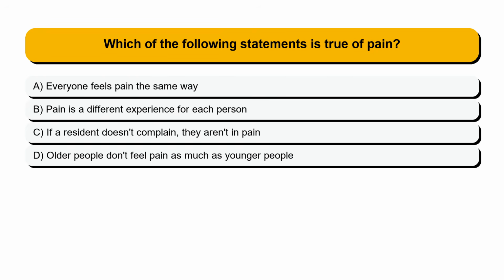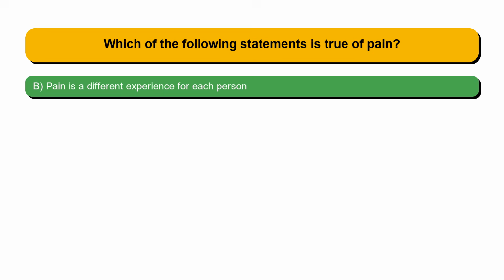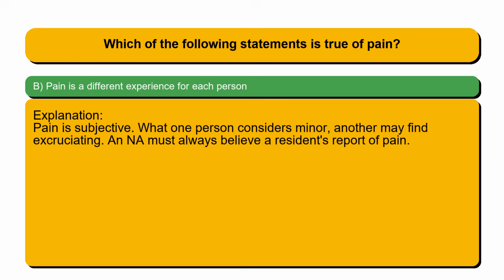Question 83. Which of the following statements is true of pain? Option A, everyone feels pain the same way. Option B, pain is a different experience for each person. Option C, if a resident doesn't complain, they aren't in pain. Option D, older people don't feel pain as much as younger people. The correct answer is option B, pain is a different experience for each person. Pain is subjective. What one person considers minor, another may find excruciating, and an NA must always believe a resident's report of pain.